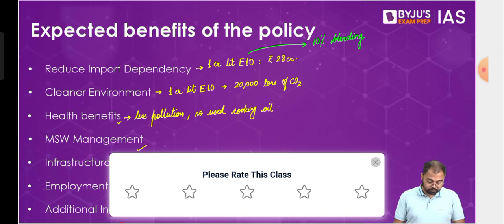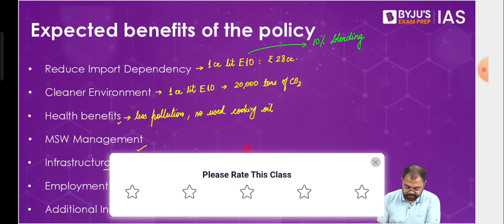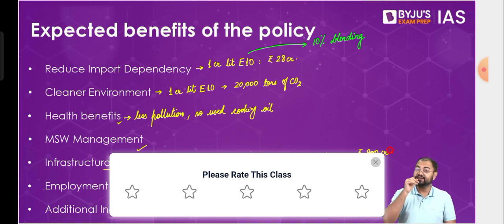Then apart from that, there is a chance of infrastructural investment in the rural areas. If we look at the data, for example, if a plant is being set up with a capacity of 100 KLPD, that is kiloliters per day, a biorefinery like this will need a capital of rupees 800 crores. So that is a significant amount of investment. We are looking at more than 10,000 crore rupees of investment that can happen in this sector.